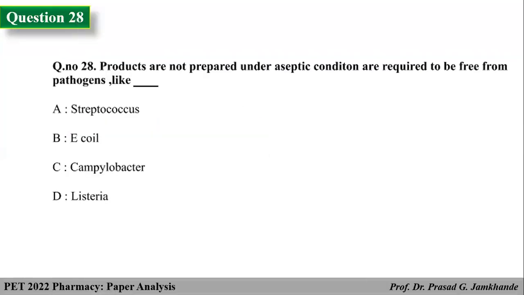Products not prepared under aseptic conditions are required to be free from pathogens. The products which are not produced under aseptic conditions should not contain, particularly, E. coli. An example is E. coli, and other examples are Salmonella, Pyocyanea, etc.